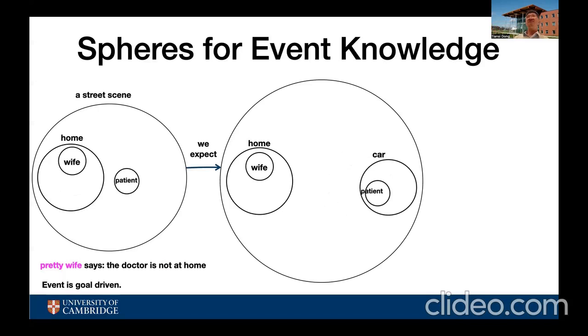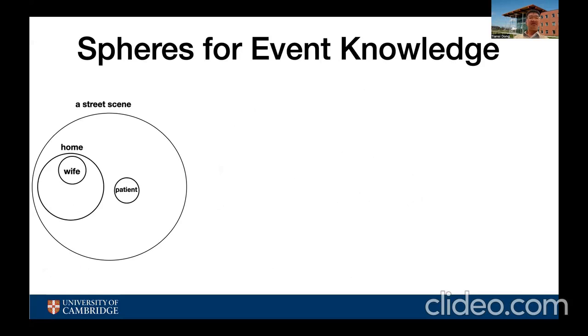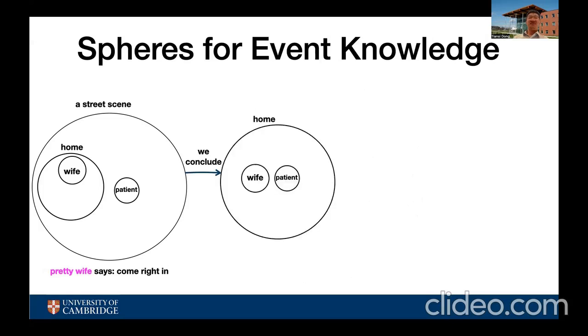So event is goal-driven. It is a causality relation supported by the temporal relation. But the pretty wife continues to answer, come right in. And then we would understand that is a surprise. What happens again?